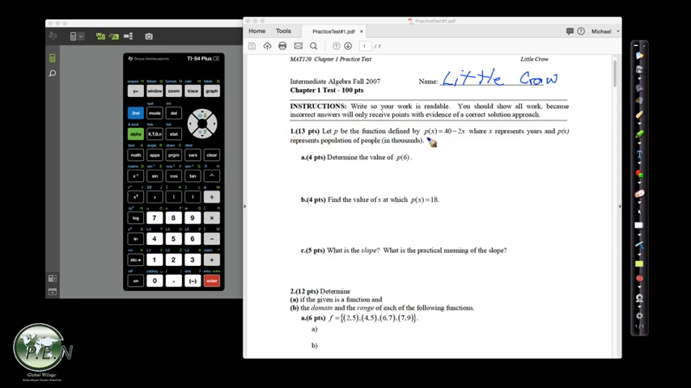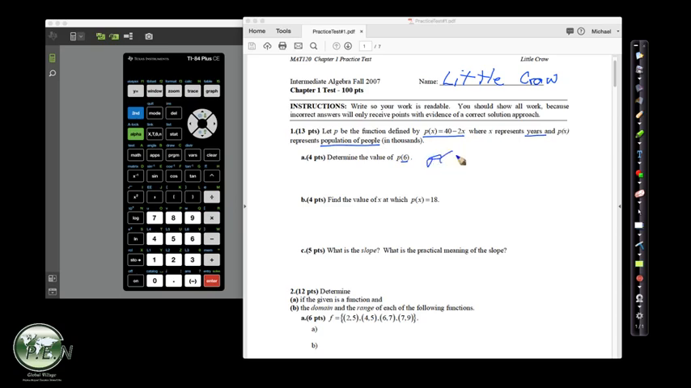So the first thing we do, as we see problems, is try to pick out numbers and equations. So here's an equation. Let P be the function defined by P of x equals 40 minus 2x, where x represents years, so that's important. P of x represents population of people. Then we're asked to determine the value of P of 6. So 6 is 6 years later. What's the population going to be?